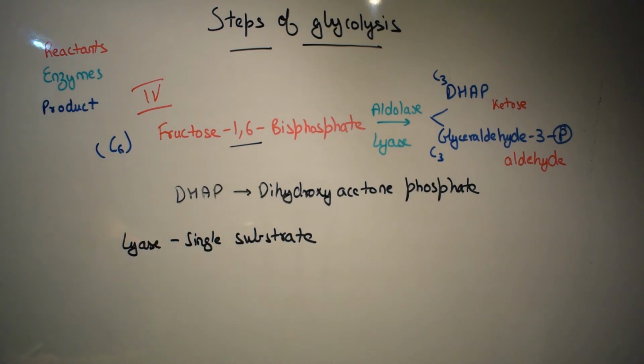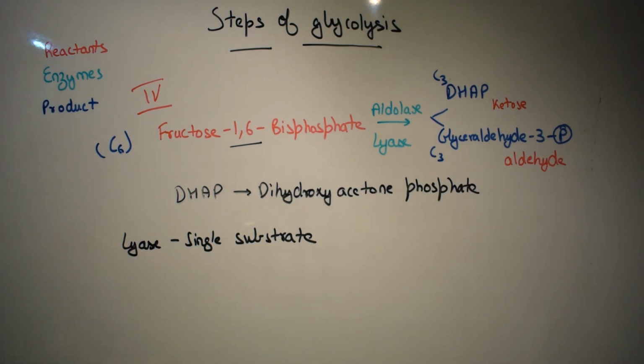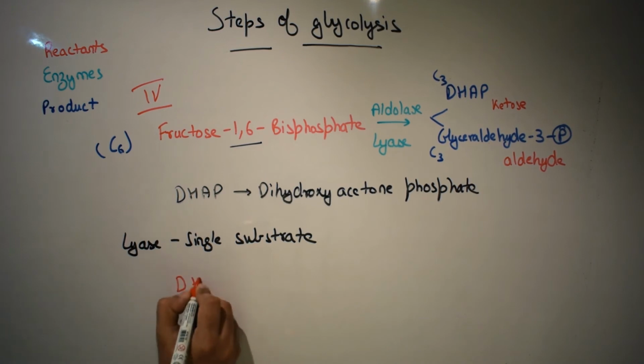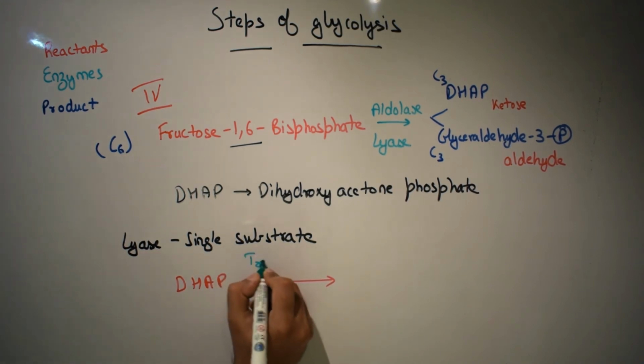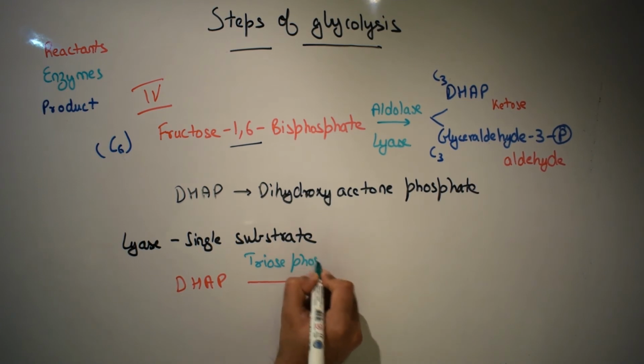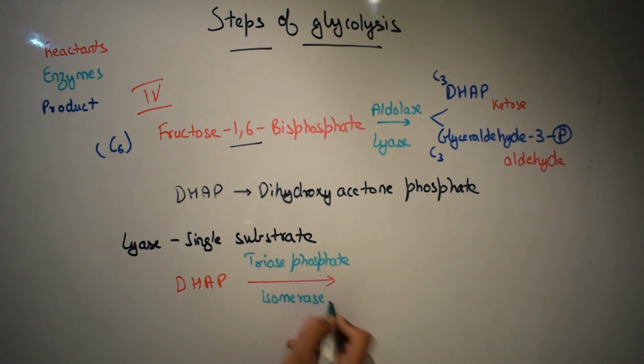And in the next step, because DHAP is not very stable inside the cell, through the action of the enzyme triose phosphate isomerase, it also converts into glyceraldehyde 3-phosphate. So DHAP, by the action of triose phosphate isomerase, because it only has to form an aldehydic sugar, a 3-carbon sugar. So using an isomerase, because aldehyde and ketonic sugars are isomers of each other, by using the triose phosphate isomerase enzyme, the DHAP readily converts into glyceraldehyde 3-phosphate.